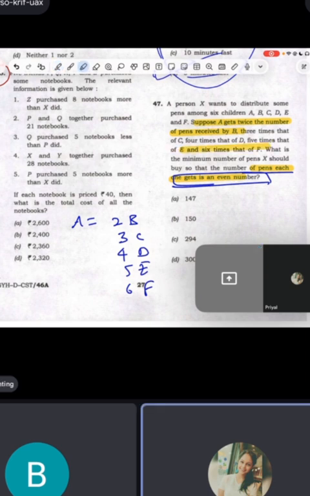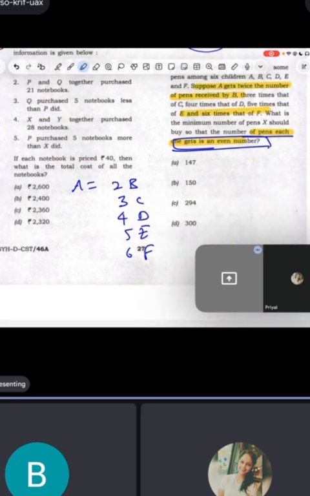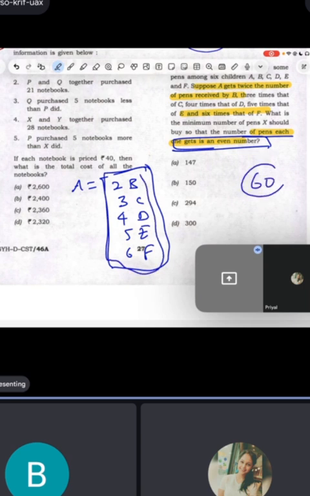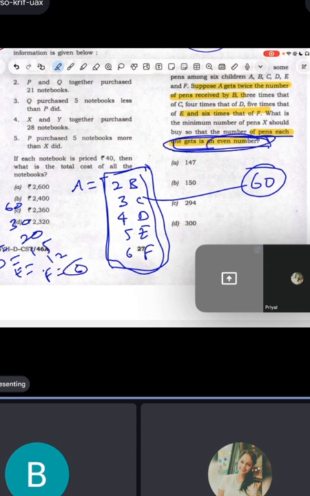Now, guys, in these types of questions, we need to find the LCM. If you find the LCM of all these numbers, you will get 60. It means initially A has 60 pens. So B will have 30 pens because A is double. Then C will have 20 pens, D will have 15 pens, E will have 12 pens, and F will have 10 pens. But guys, there is one condition: the number should be even. So this is even, but this is not even.